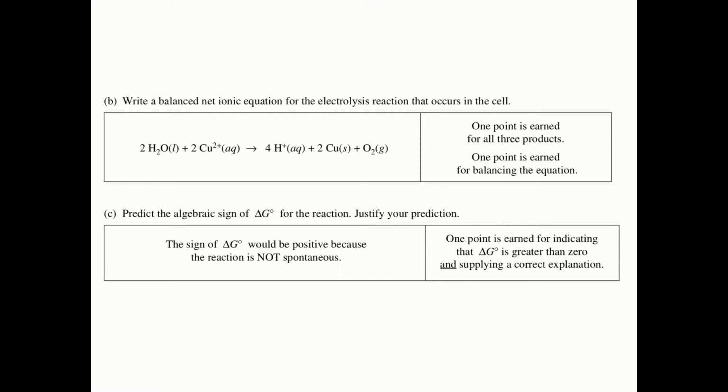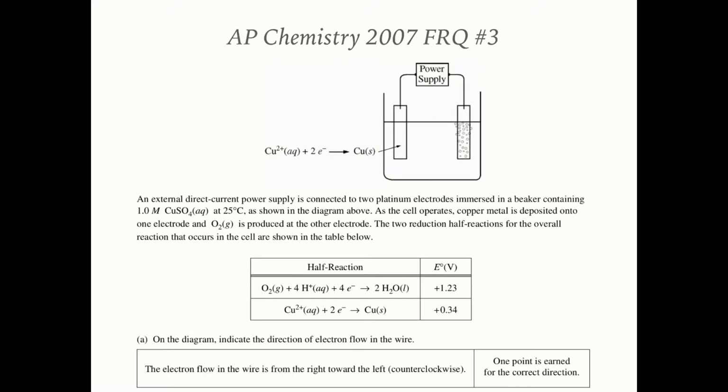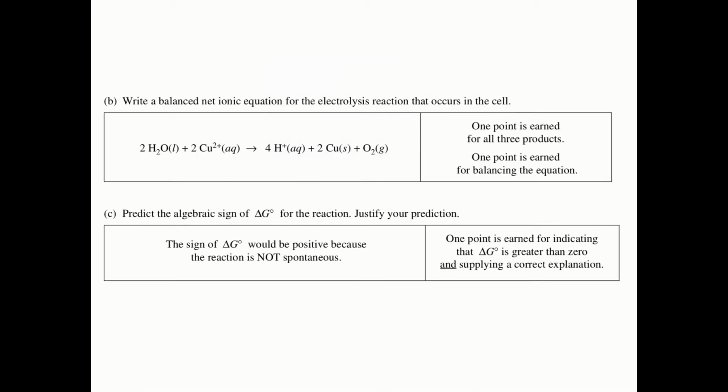Write the balanced net ionic equation. Okay, so when I go back, notice I've got 4 electrons and 2 electrons, so I've got to multiply my copper half reaction by 2, and then I add them together. So you end up getting 2 waters plus 2 copper ions gives you 4 hydrogen ions plus 2 copper and an oxygen. So you got 1 point for the correct products and 1 point for making sure it was balanced.